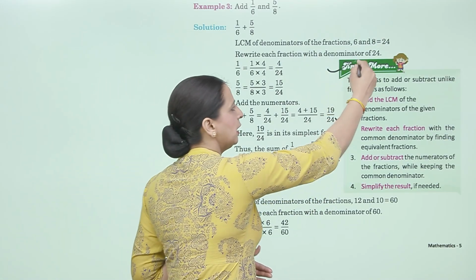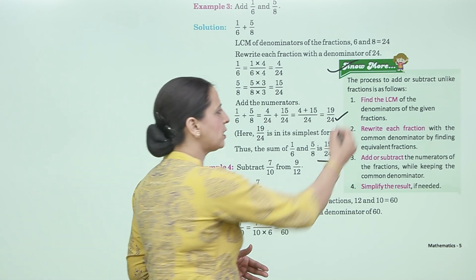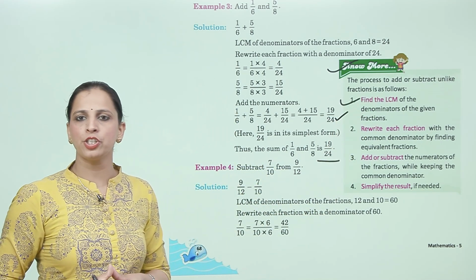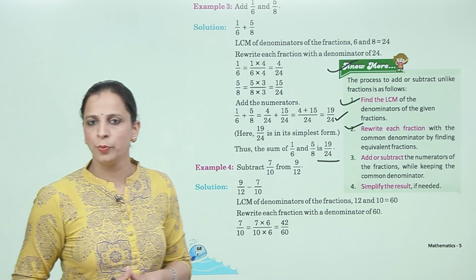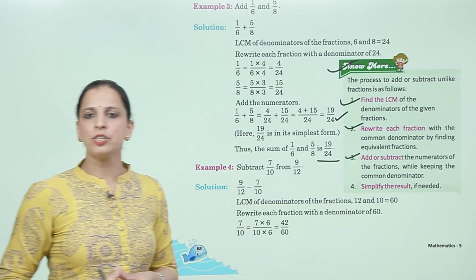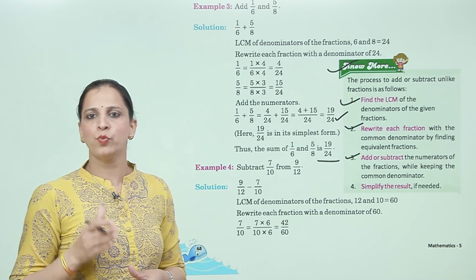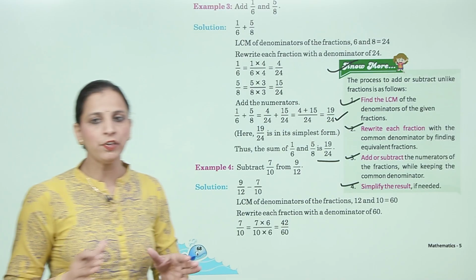Now note, the process to add or subtract unlike fractions is as follows. First, find the LCM of the denominators of the given fractions. Rewrite each fraction with the common denominator by finding equivalent fractions. Third, add or subtract the numerators of the fractions while keeping the common denominator. Now simplify the result if needed.